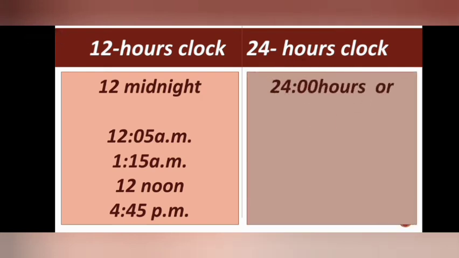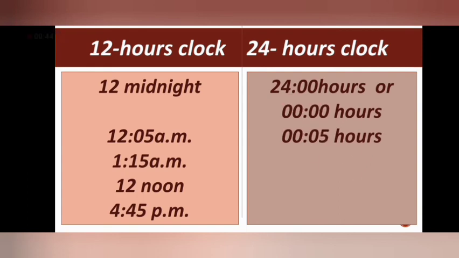Now we are going to convert these times with 24 hours clock. First, 12 midnight is equals to 24 hours, or we can write 00 hours. Then 12:05 a.m. means 00. Why are we writing 00 here? When we have a.m. time, 12 a.m. means 24 hours. 12 midnight is 12 a.m. and 12 a.m. is equals to 24 hours.